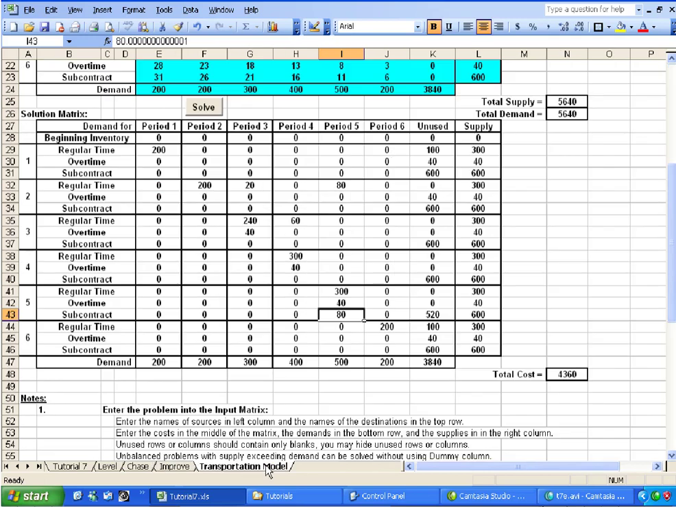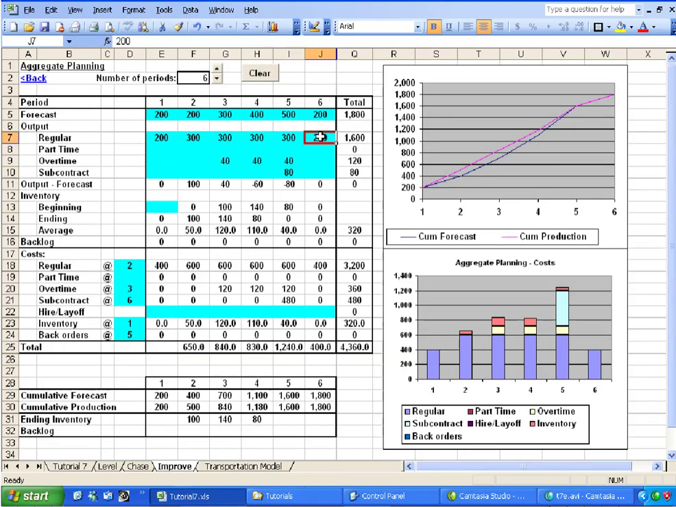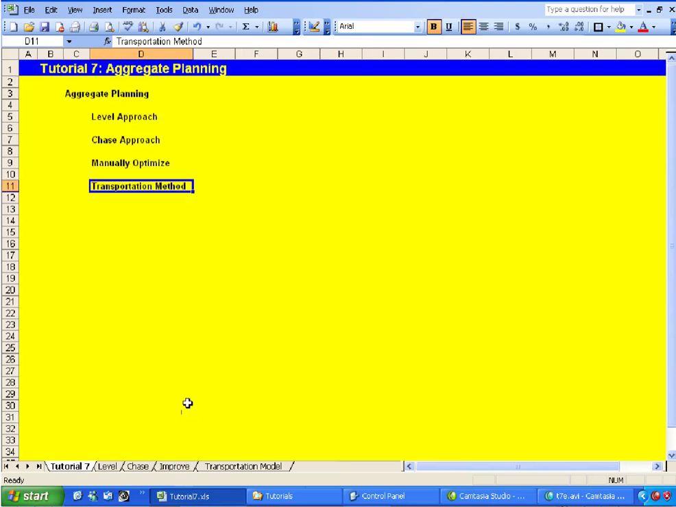And finally, in the last sixth period, we only used 200 units out of 300 of regular time production, which is the same as before. So by making those changes in our aggregate planning template, we have reached the optimal solution. As it turns out, this is one of many alternate optimal solutions, all of which achieve a total cost of $43.60. And that will conclude this tutorial.